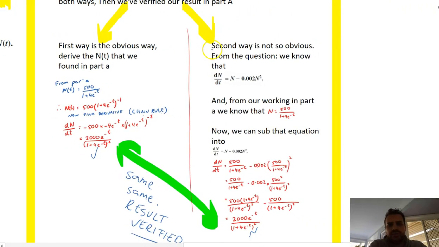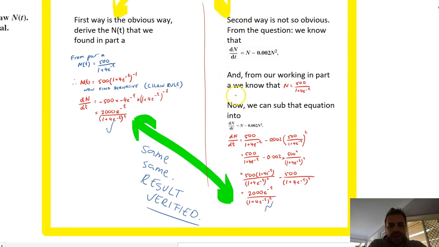All right, so the second way is not so obvious. From the question, we know that the change in N with respect to t equals N minus 0.002 N squared. And from working in part A, we know that N anywhere is equal to 500 over 1 plus 4e to the negative t. So we've got a derivative function which is in terms of N, and we want it in terms of t. So if we know what N is, and we do, 500 over 1 plus 4e to the negative t, we can take that, sub it in for N, and then we'll have the derivative function in terms of t.